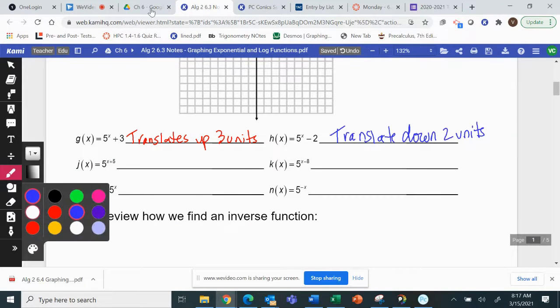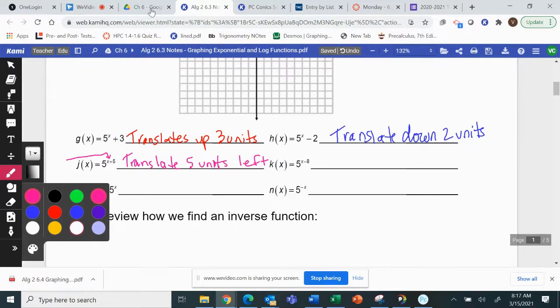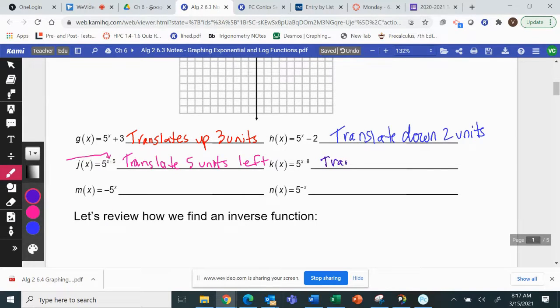J of x, Brooke, J of x is 5 to the x plus 5. What's that going to do? Good. Translate 5 units left. Remember, we always do opposite for horizontal. Nina, can you tell me K of x? Translate 8 units right. Correct.